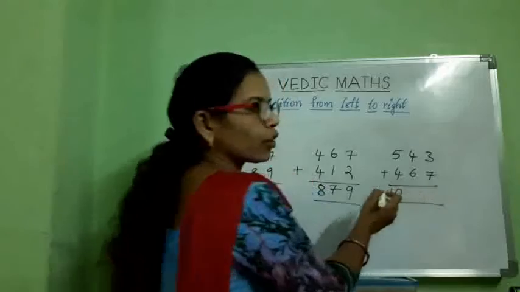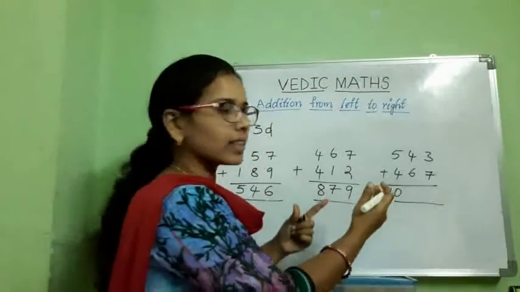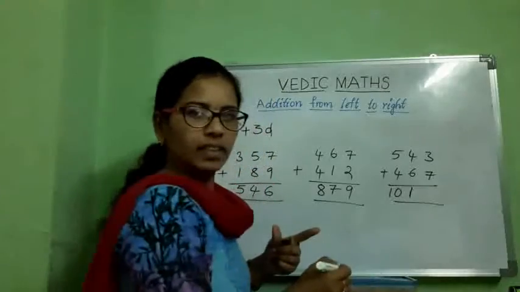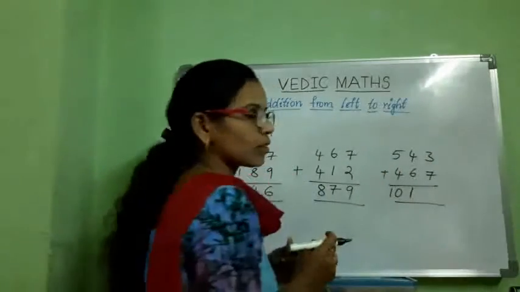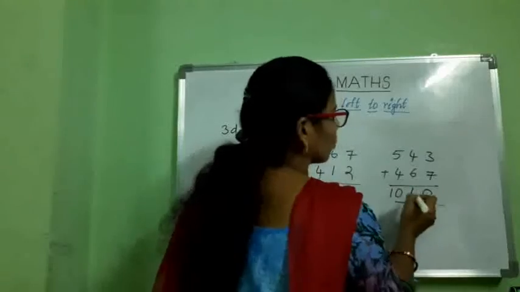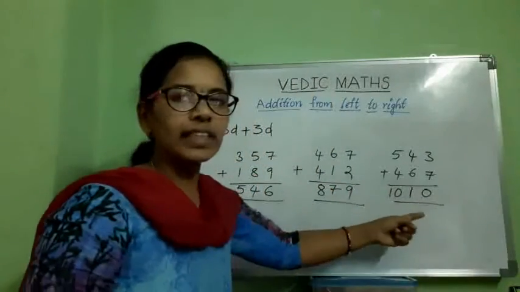But before dropping 0, check the next numbers. These are carry. So 0 increases by 1. And so 0 becomes 1. And next end digit of 7 and 3 is 0. So the answer is 1010.